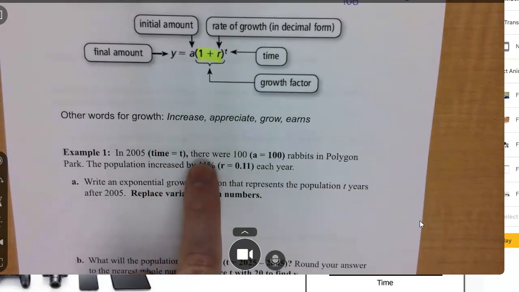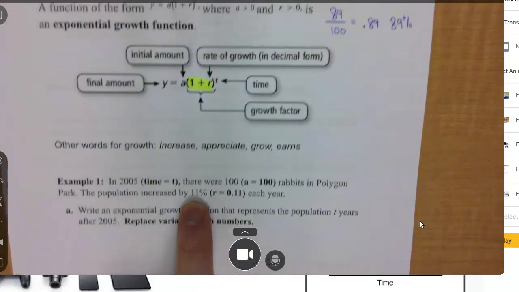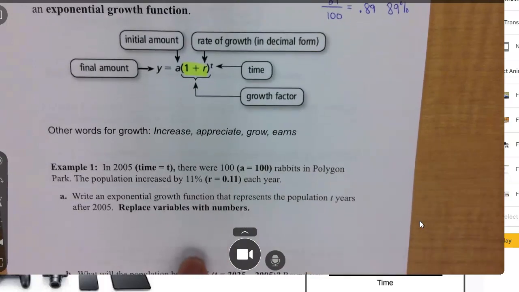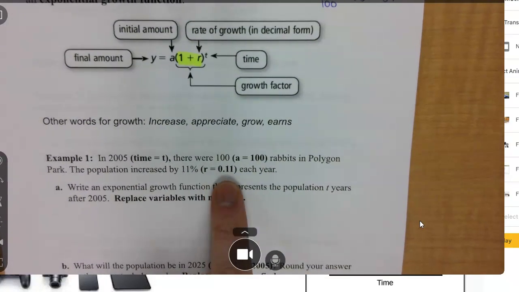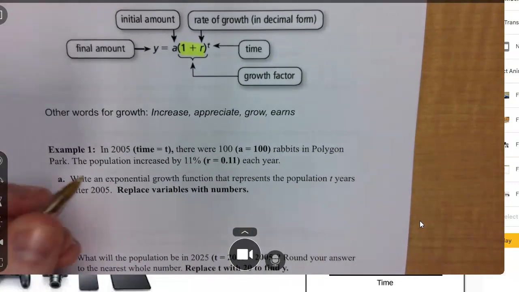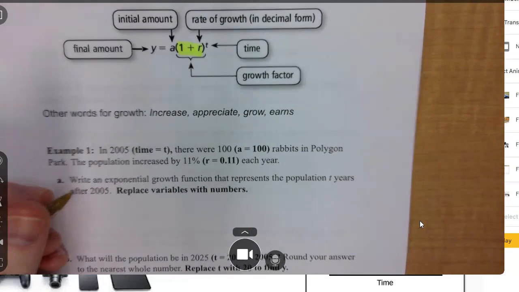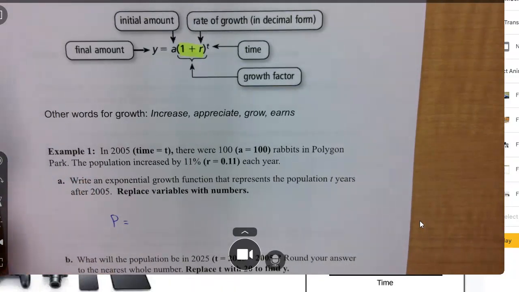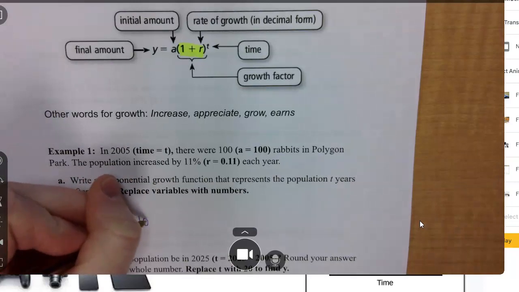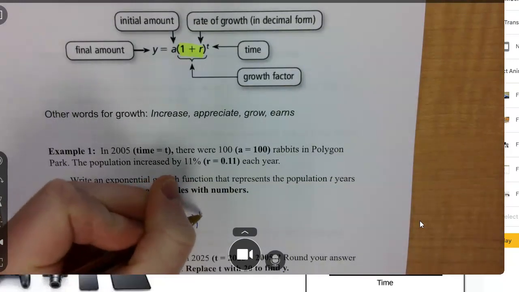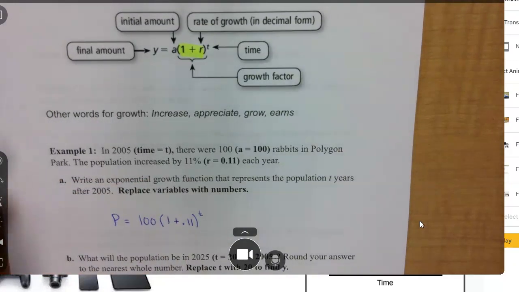It's going up by 11%. Now, much like over here, I showed you that 89% is written as 0.89. Well, 11% is written as 0.11. And so for my function, I'm saying the population of bunnies, I'm going to use P for population, bunnies, rabbits, whatever. And we have our initial amount of 100, and then 1 plus our growth rate, which is 0.11, and that's to our t value. That is our function.